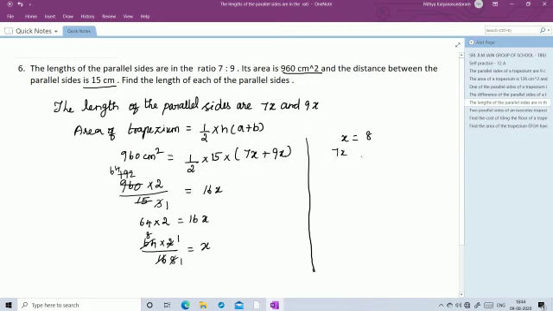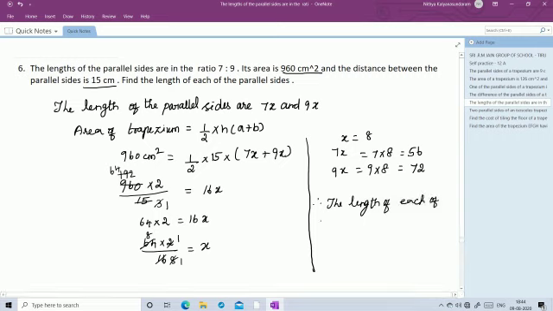Then you need to find the values of 7x and 9x. 7 into 8, 7 eights are 56. 9x is equal to 9 into 8, 9 eights are 72. So the exact parallel sides are 56 centimeter and 72 centimeter. Therefore, the length of each of the parallel sides is 56 centimeter and 72 centimeter.